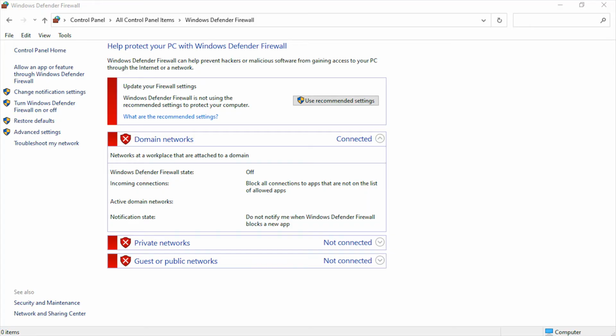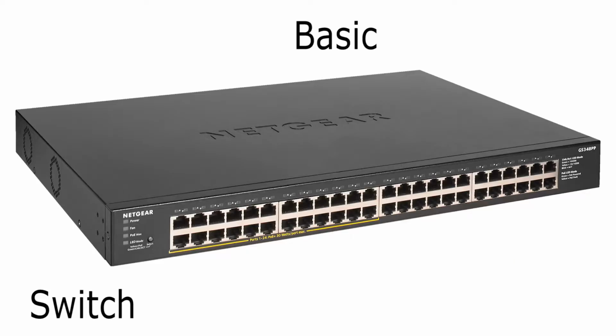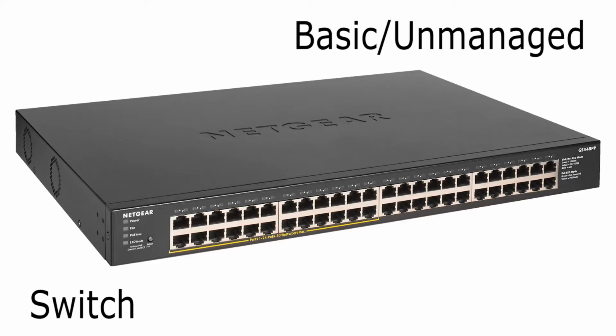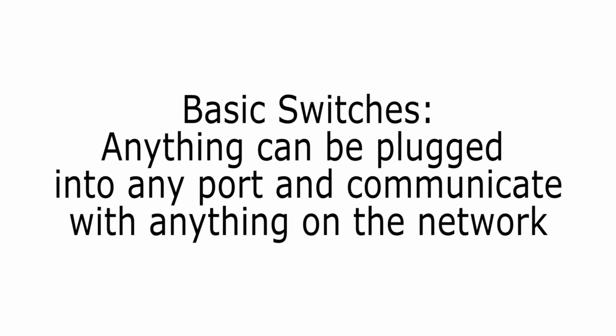One last thing to note about firewalls is that most companies will disable the Windows firewall, which is built into the OS, so they don't have to manage exceptions in multiple places. Next up, the switch. There are two different kinds: basic switches, known as unmanaged switches, as well as smart switches, which are also called managed switches. Basic switches are very simple. Anything can be plugged into any port and communicate with anything else on the network.